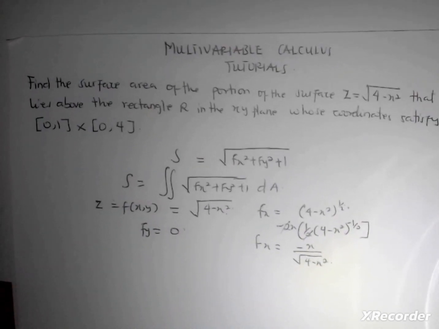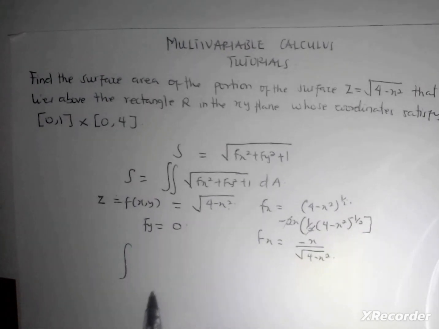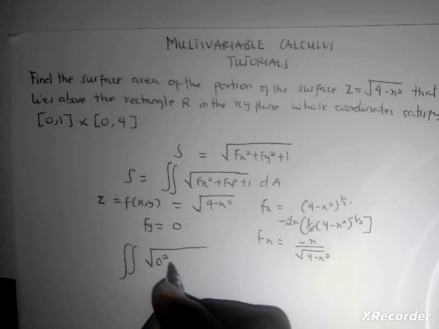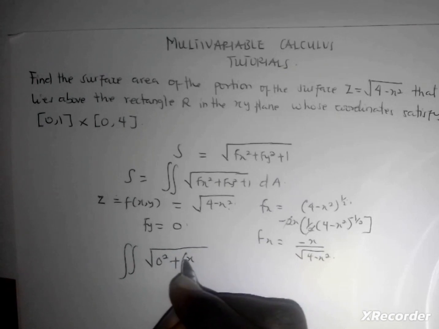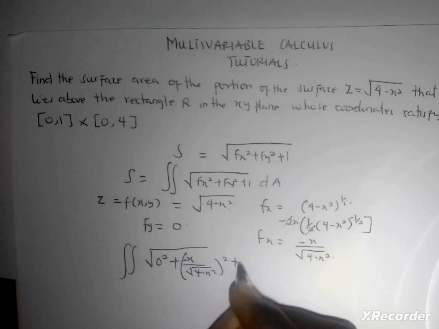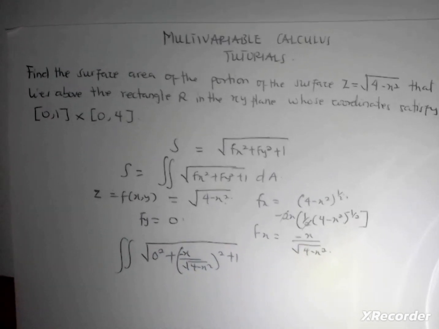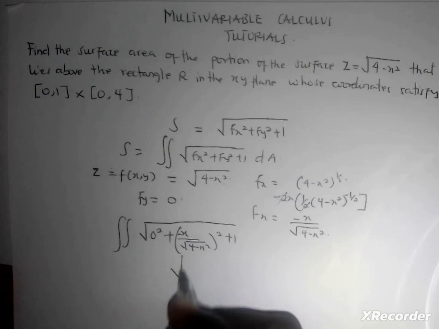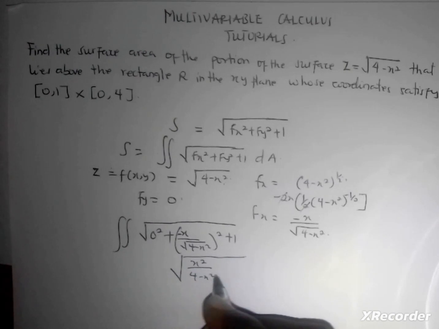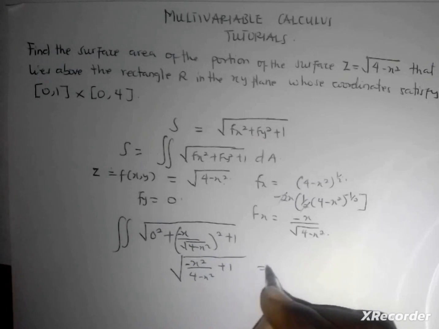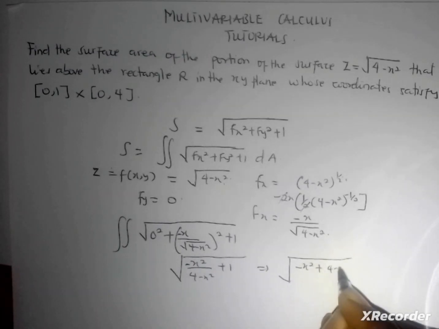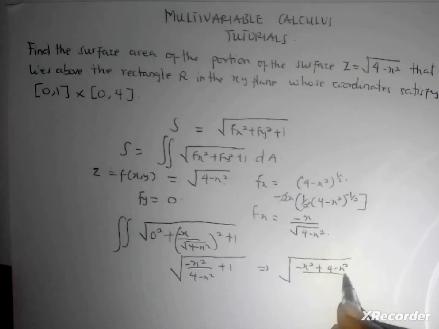Then quickly we move to our integral, and you realize that our integral becomes the integral of the square root of 0 squared, the fy squared, plus negative x all over the square root of 4 minus x squared, all squared, plus 1. I don't want to introduce the limits now. Let's further simplify, then I introduce the limits. This will give me the square root of x squared over 4 minus x squared, then plus 1. When I simplify this, I'll multiply 1 by the whole denominator, so I'll get x squared plus 4 minus x squared all over 4 minus x squared.